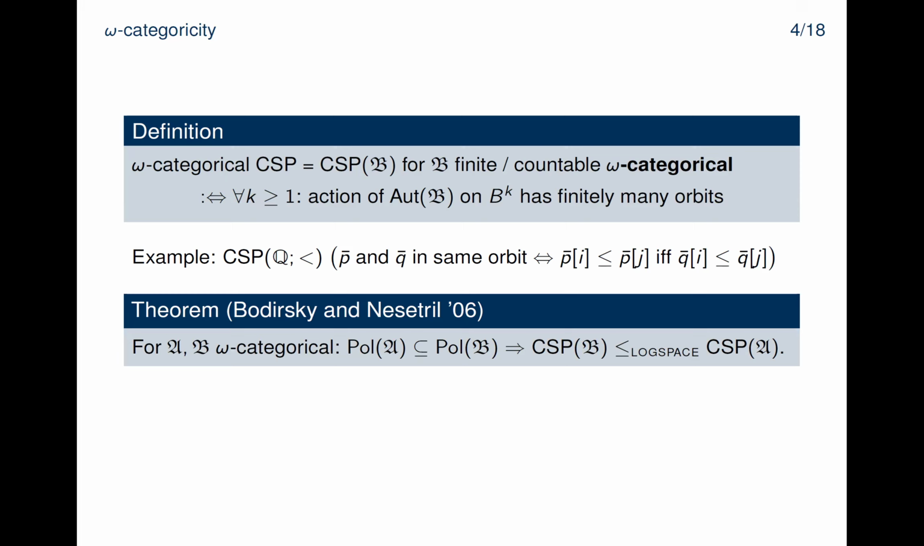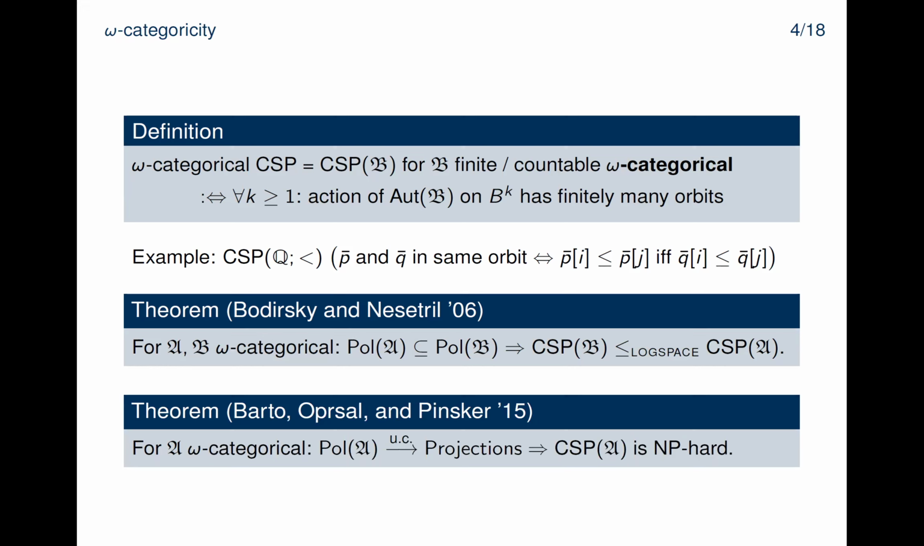So what is interesting about omega-categorical CSPs? The interest in them started with a paper of Bodirsky and Nešetřil from 2006, who showed that this fact, that the complexity of finite domain CSPs is completely encoded in their polymorphisms, translates to omega-categorical CSPs. So if we have two structures that are omega-categorical and have the same domain, then whenever the polymorphisms of A are contained in the polymorphisms of B, we have a log space reduction. It's the same result as before.